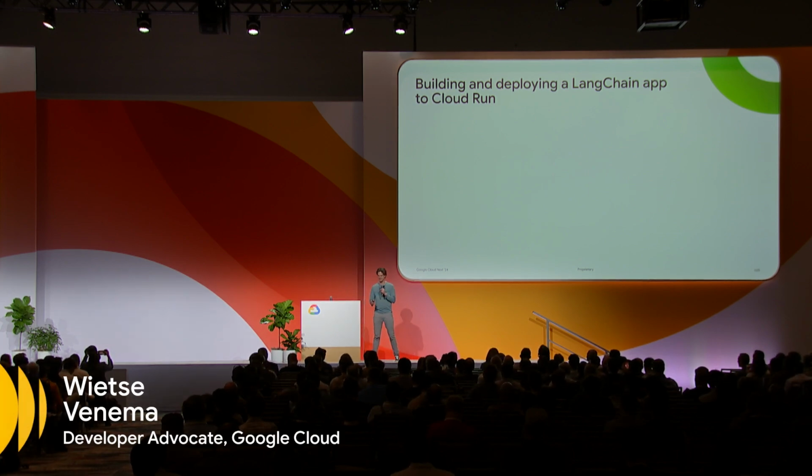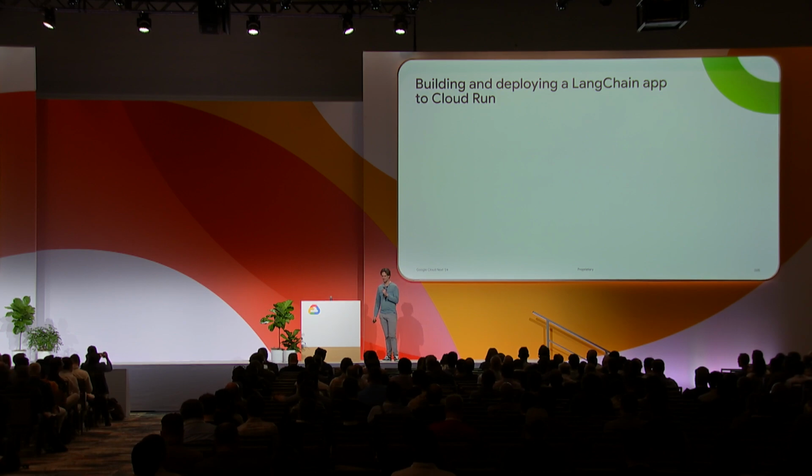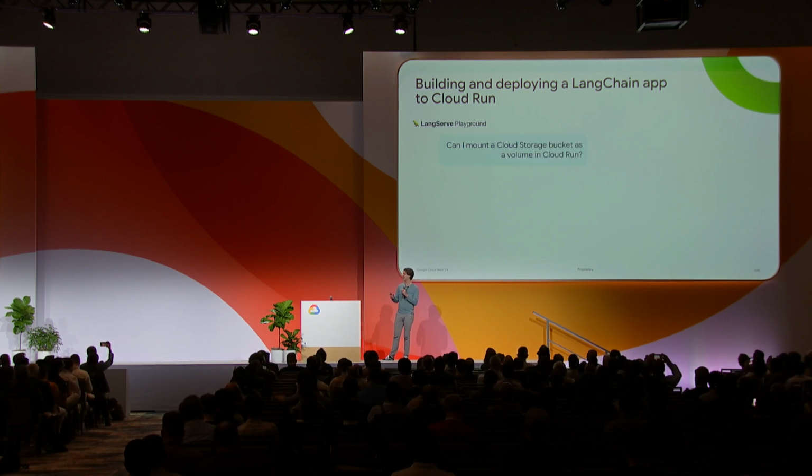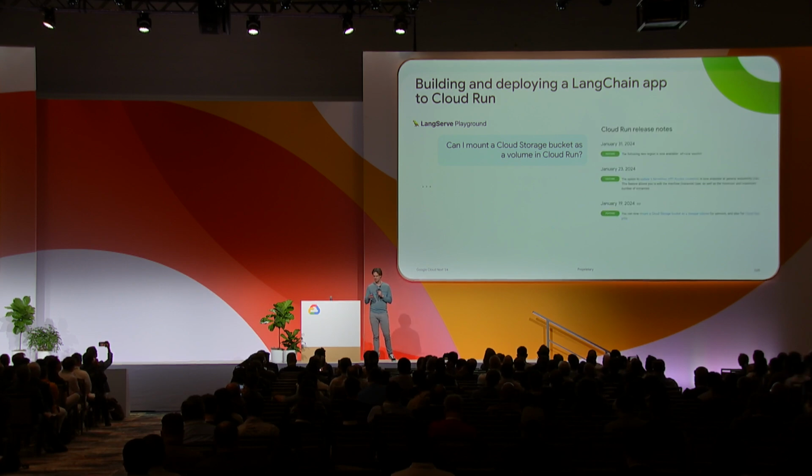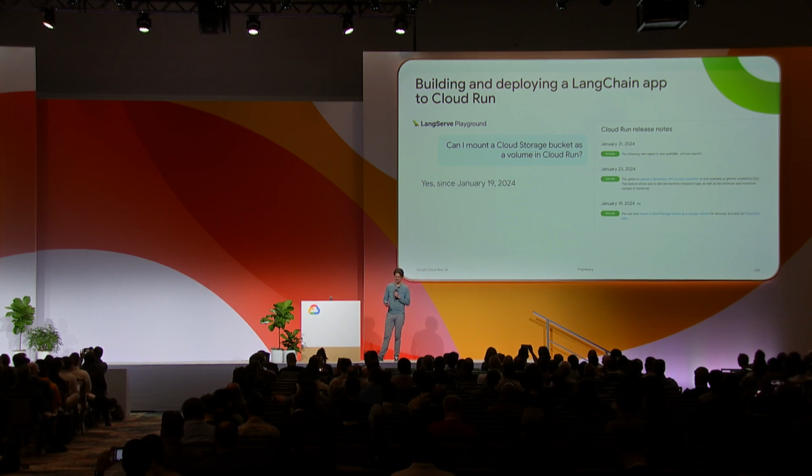Okay, but it's going to go easier from now on because I'm going to build and deploy a LangChain app to Cloud Run. And this is what the app can do. You can ask it questions, like, can I mount a Cloud Storage bucket as a volume in Cloud Run? And this app will retrieve relevant release notes from Cloud Run and prompt Gemini with it, right? So I'll come up with a response, something like this. Yes, it's supported since January 19.